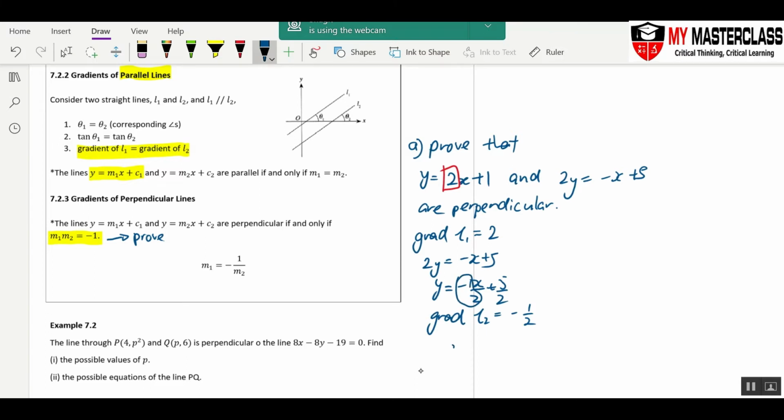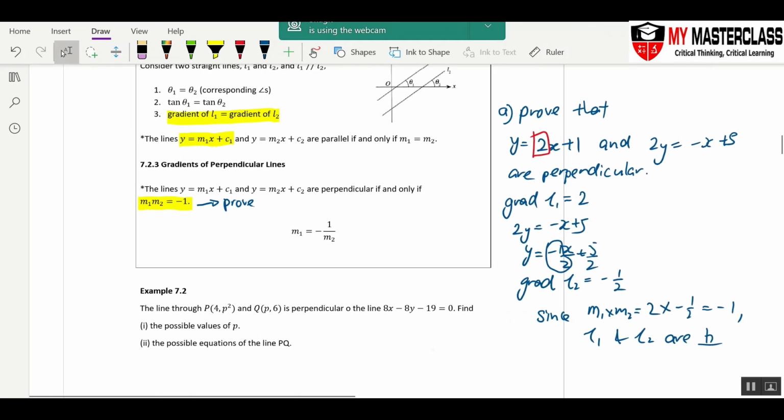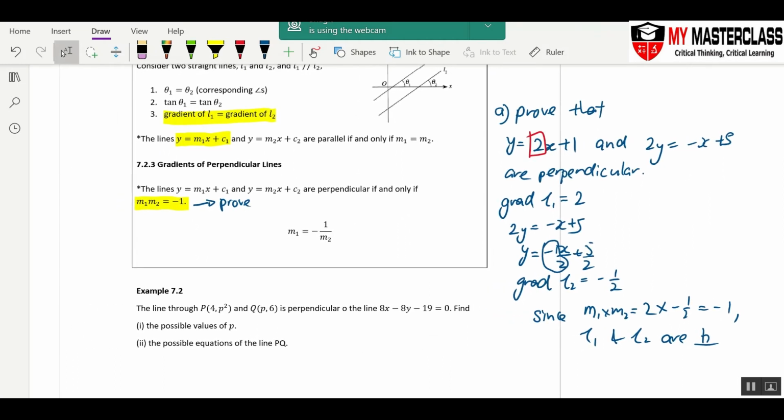Now you say that since m1 times m2 is equals to 2 times -half, which is -1, L1 and L2 are perpendicular. So this is to prove. But most of the time you will not be asked to prove. Most of the time I will tell you that this line is perpendicular to this line. Then what is the gradient?